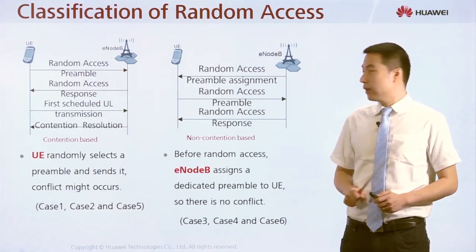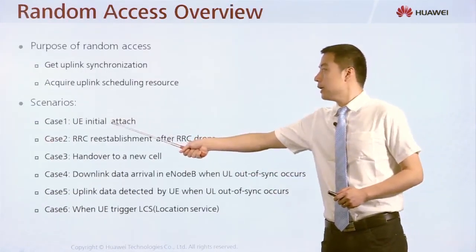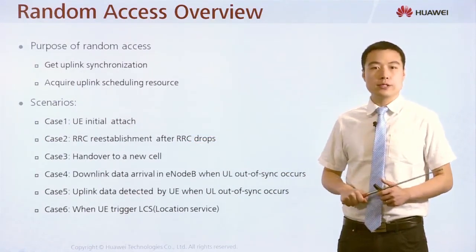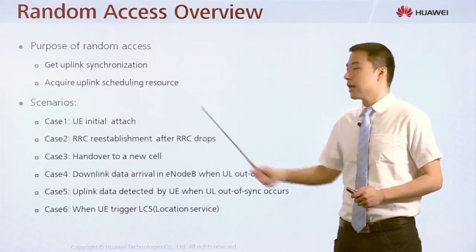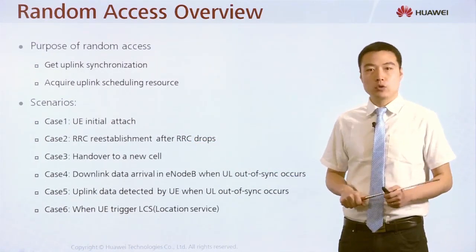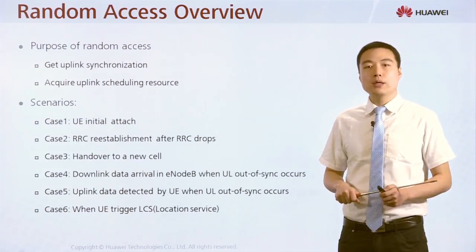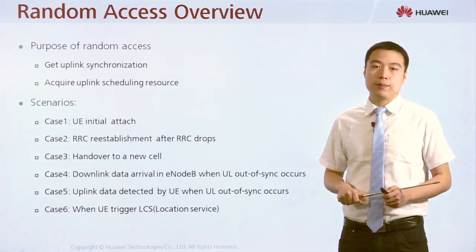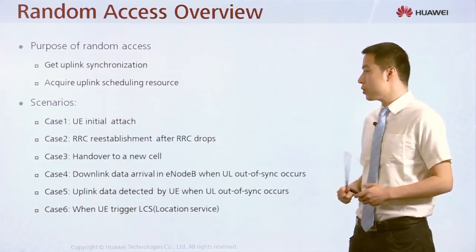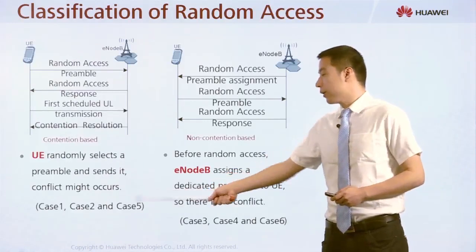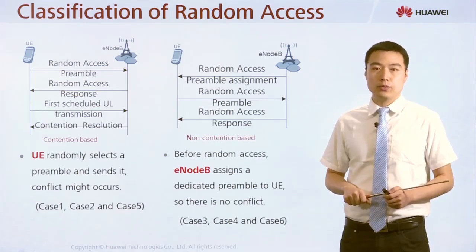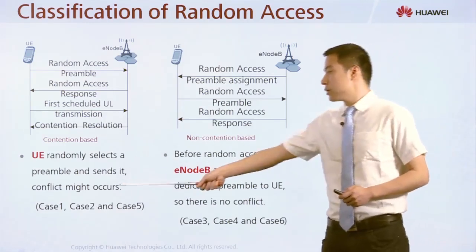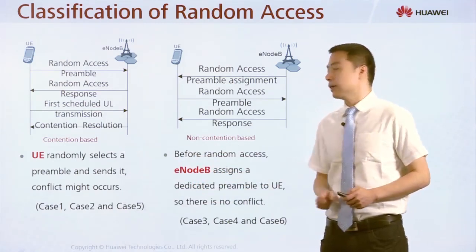For example, in case 1, UE initial attach. Initially, the UE wants to set up the connection with the eNode B. That means before the UE accesses the network, there's no connection between the UE and the eNode B. How can the eNode B assign a dedicated preamble to the UE? It's impossible. So for case 1, and also for case 2 and case 5, the eNode B cannot assign the dedicated preamble to the UE. So that's why for case 1, case 2, and case 5, we use contention-based.